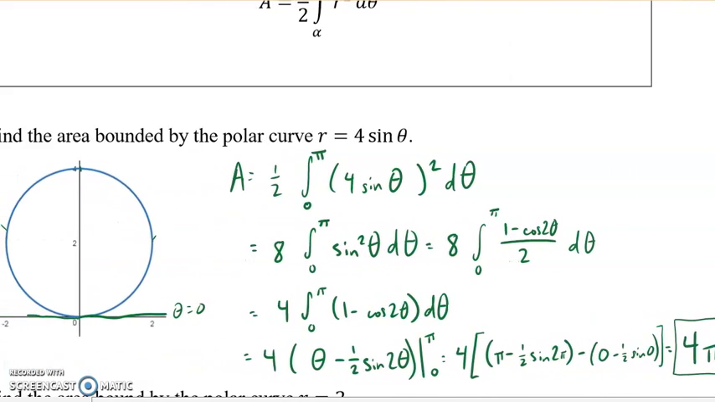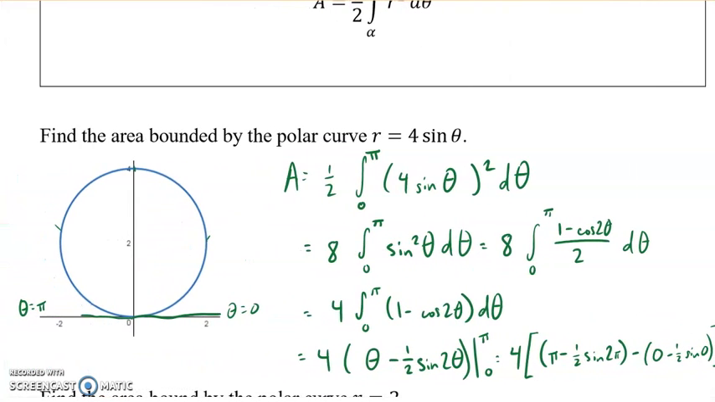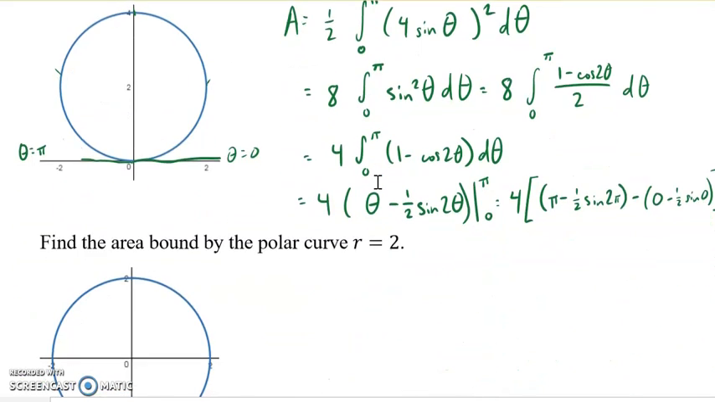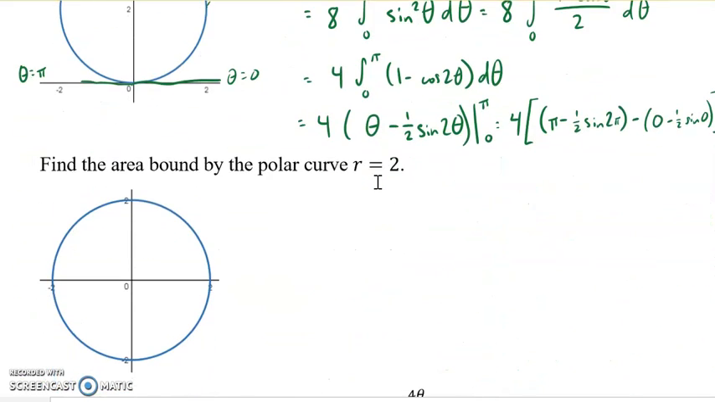All right, so that's the area of the circle using this new formula, 1/2 the integral from alpha to beta of r squared d theta. All right, so let's try another one. This is the same circle, just centered somewhere else, right? So again, we're going to get an answer of 4 pi.